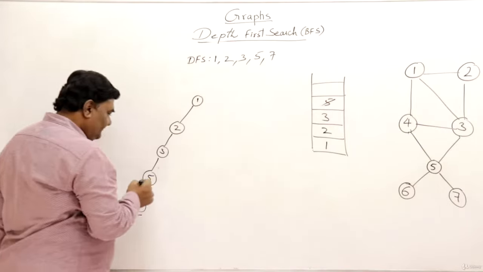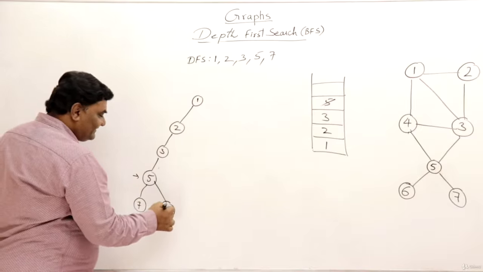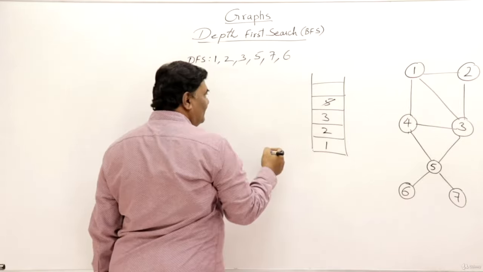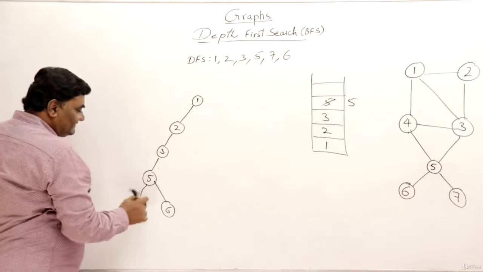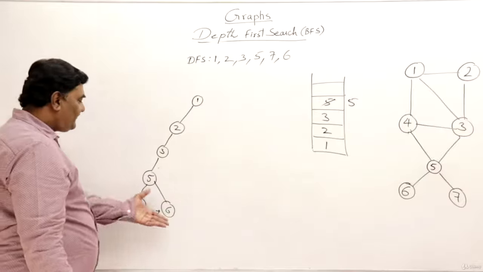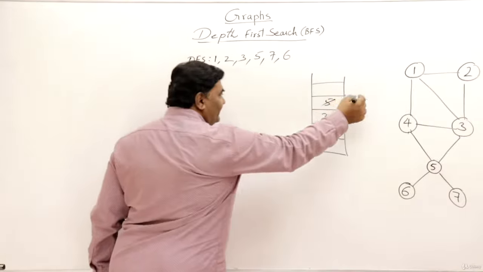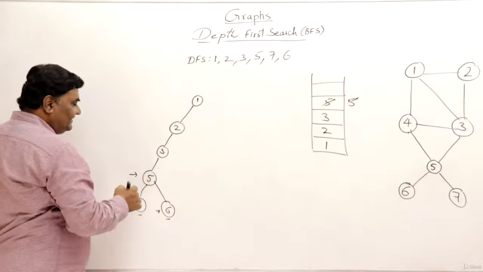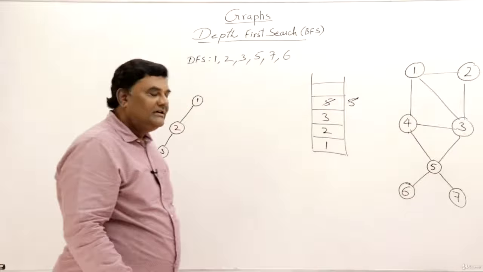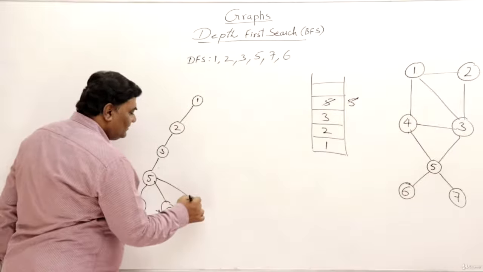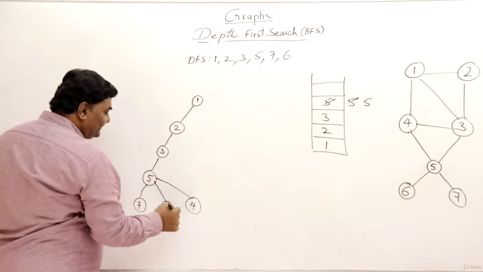Pop out. We are on 5 now. Start exploring 5. The next vertex is 6. Okay, visit 6. Push 5 again into the stack and start exploring 6. From 6 we cannot go anywhere. So this is completely explored. Go back to the previous vertex. Pop out 5. So we are again here. From 5 I can go to 4 also. Yes, go to 4. Push 5 again into the stack and start exploring 4.